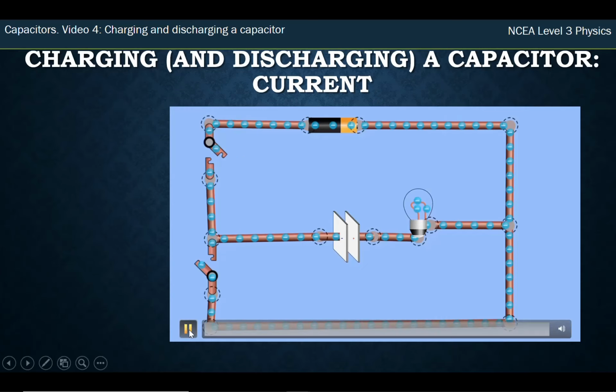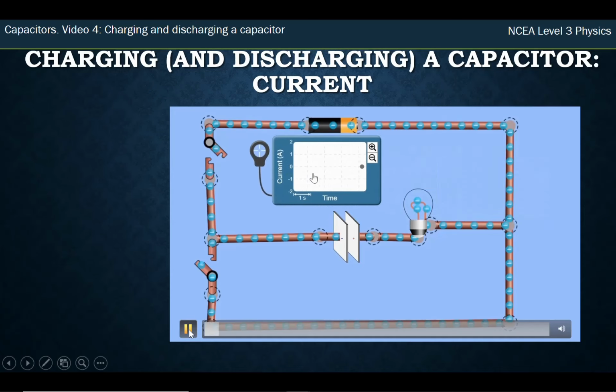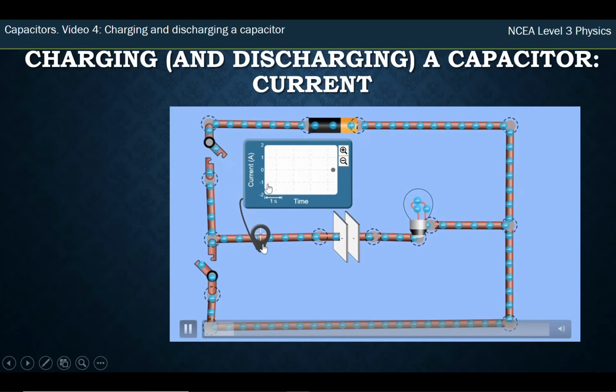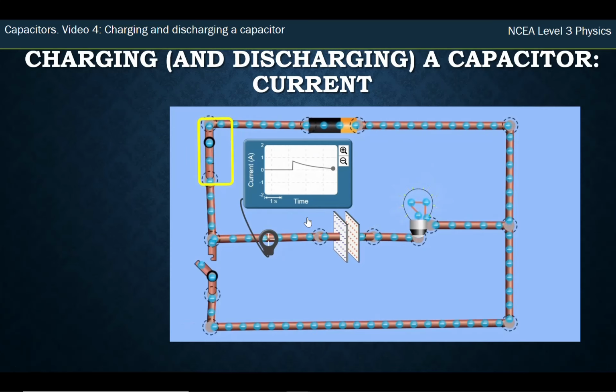So in the charging circuit, what I've got is a current meter. This is an oscilloscope, so it measures current as time goes along. So I close the switch, and I'm going to pause the video here, and you'll see that it starts off very high, the current, and then over time it goes down, down, down, until it gets all charged up. And when it's charged up, there's no more current flowing through the circuit.